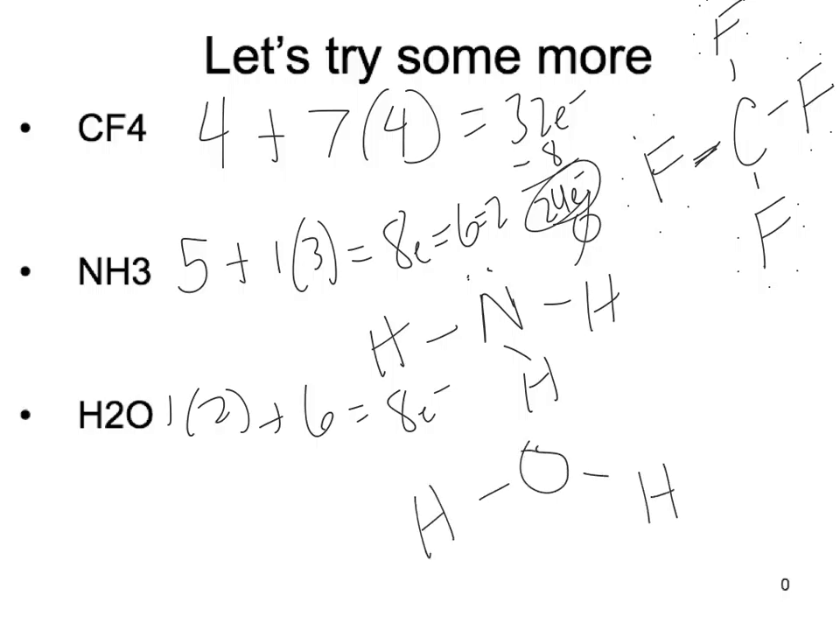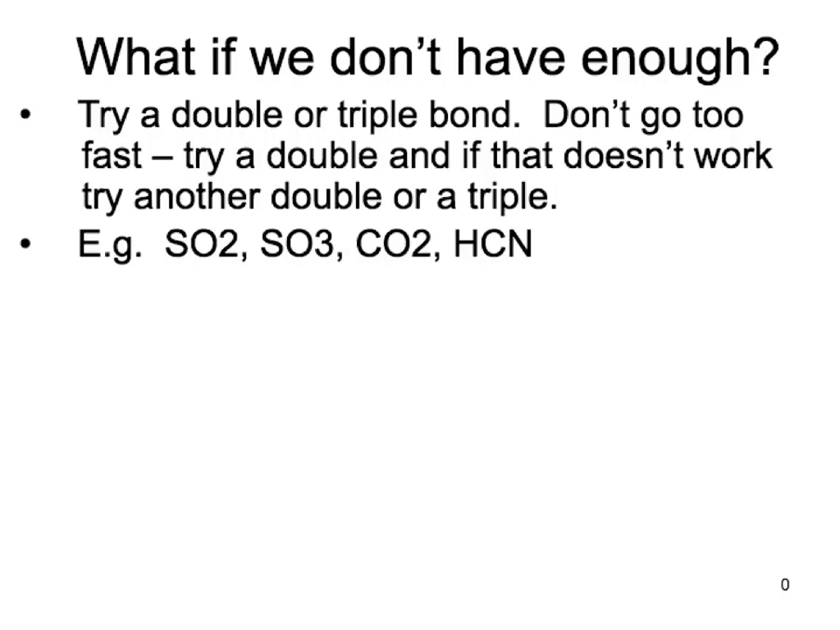I've used up 4, leaving me 4 electrons. Hydrogens are happy, but oxygen only has 4 around it, so we're going to give him the additional 4, and that is the Lewis structure for water. Sometimes we will not have enough. That's why we have to be careful.